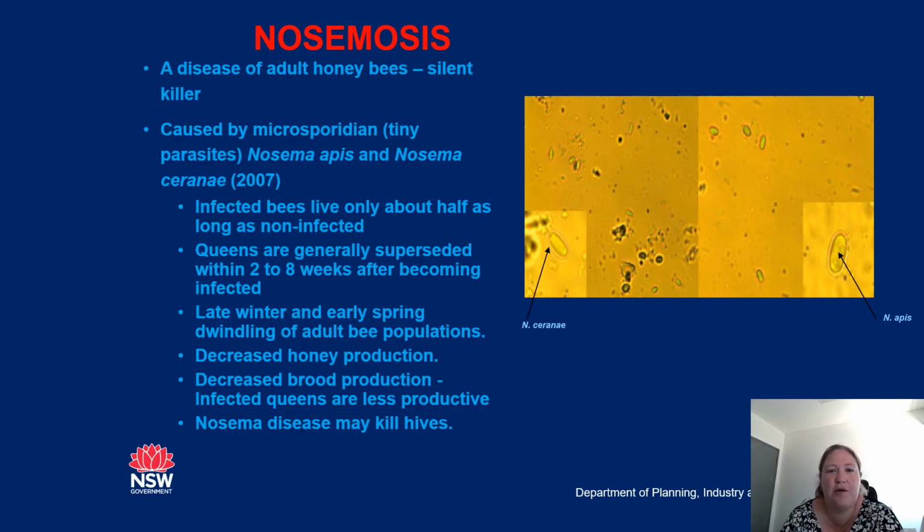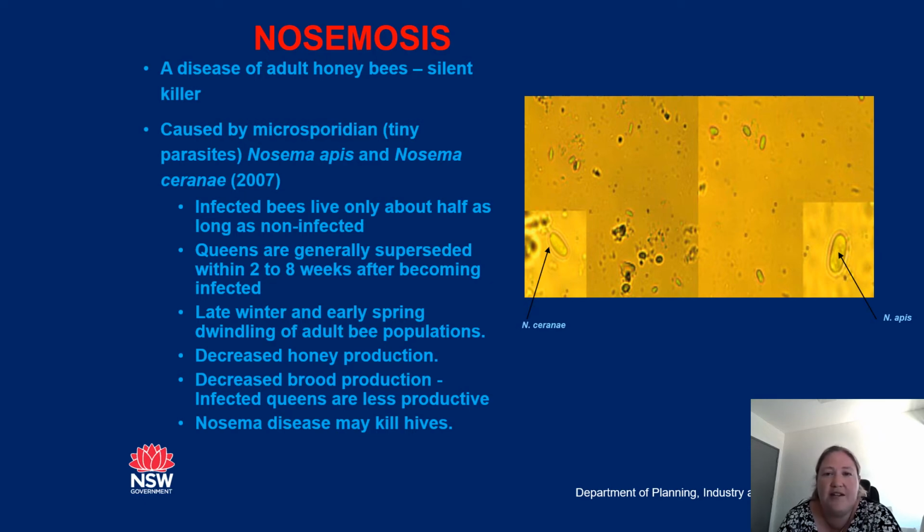So Nosemosis is a disease of adult honeybees, and it's a silent killer of them. It's caused by microsporidia, which are tiny parasites that live in the gut of the adult bees, and the two that are identified are Nosema apis and Nosema ceranae.